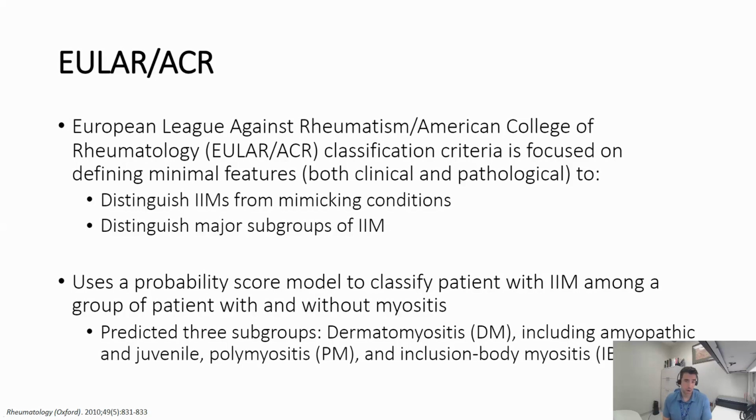And I'll highlight here that within the EULAR-ACR criteria, for example, anti-synthetase syndrome is not included, but there are other classification criteria, like Connors or Solomon criteria, which include those. So by no means does EULAR-ACR highlight some of the other types of myositis that I highlighted in the previous few slides. This is just one of the major classification criteria that are used.